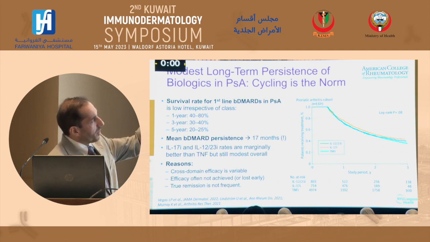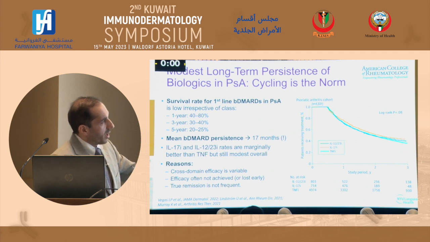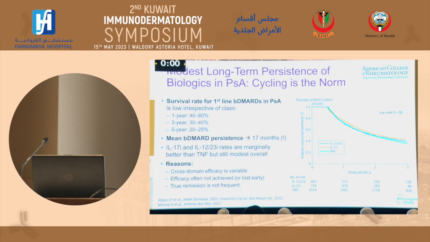So we're looking at different numbers in year 1, year 3, and year 5. You're looking at the graph directly. The top line here, the green line, is for the interleukin-12/23 inhibitor. The orange is for the interleukin-17 inhibitor, and the light blue is for TNF. You're seeing, obviously, with time, you're losing some of the efficacy. And these are mostly psoriatic arthritis patients, and the mean biologic DMARD persistence was around 17 months.